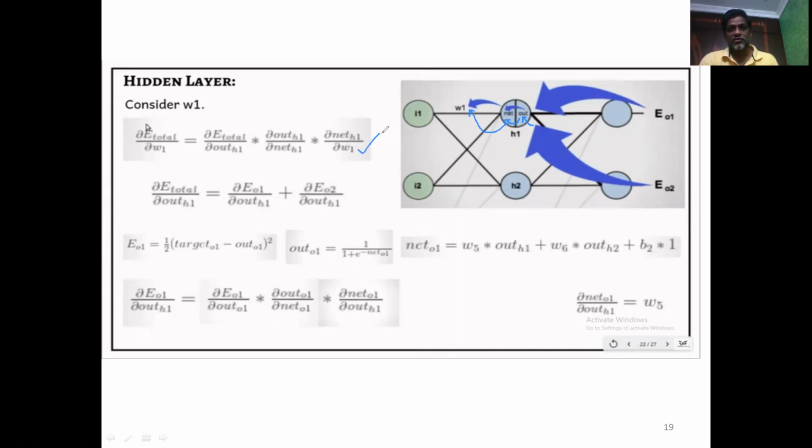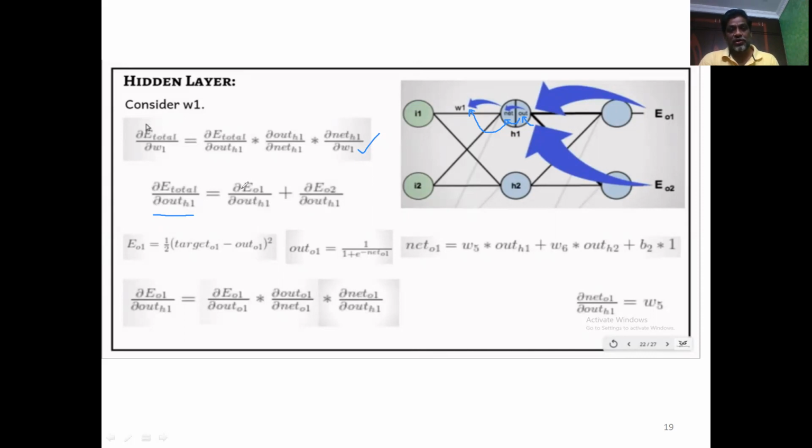So this is the formula we get, starting with dou E total by dou out H1 into dou out H1 by dou net H1 into dou net H1 by dou W1. And for the hidden layer neurons, dou E total by dou out H1 is calculated as the sum of all those error terms derived with respect to out H1.